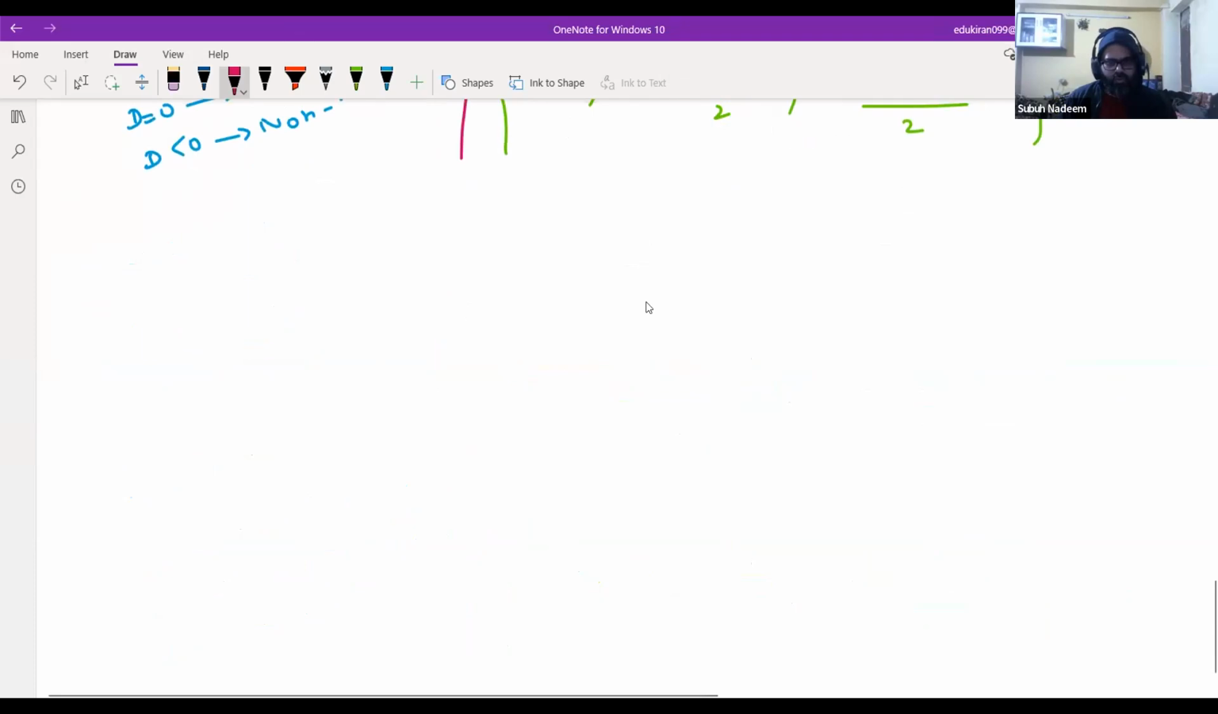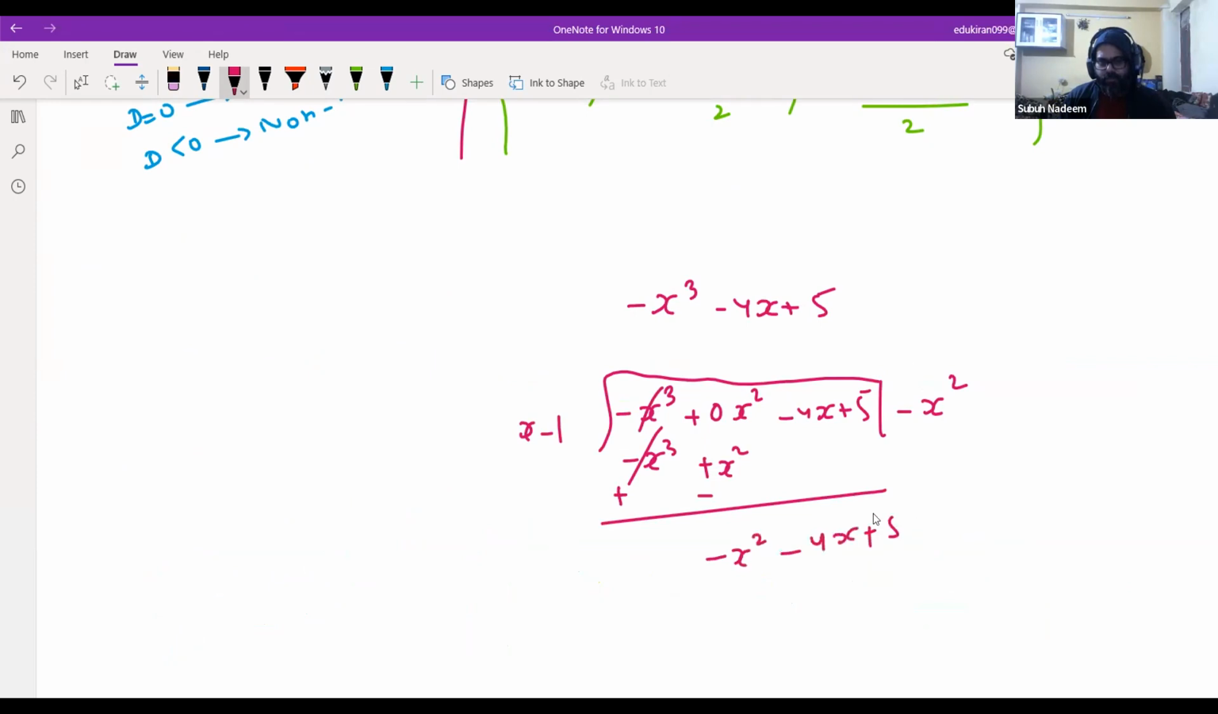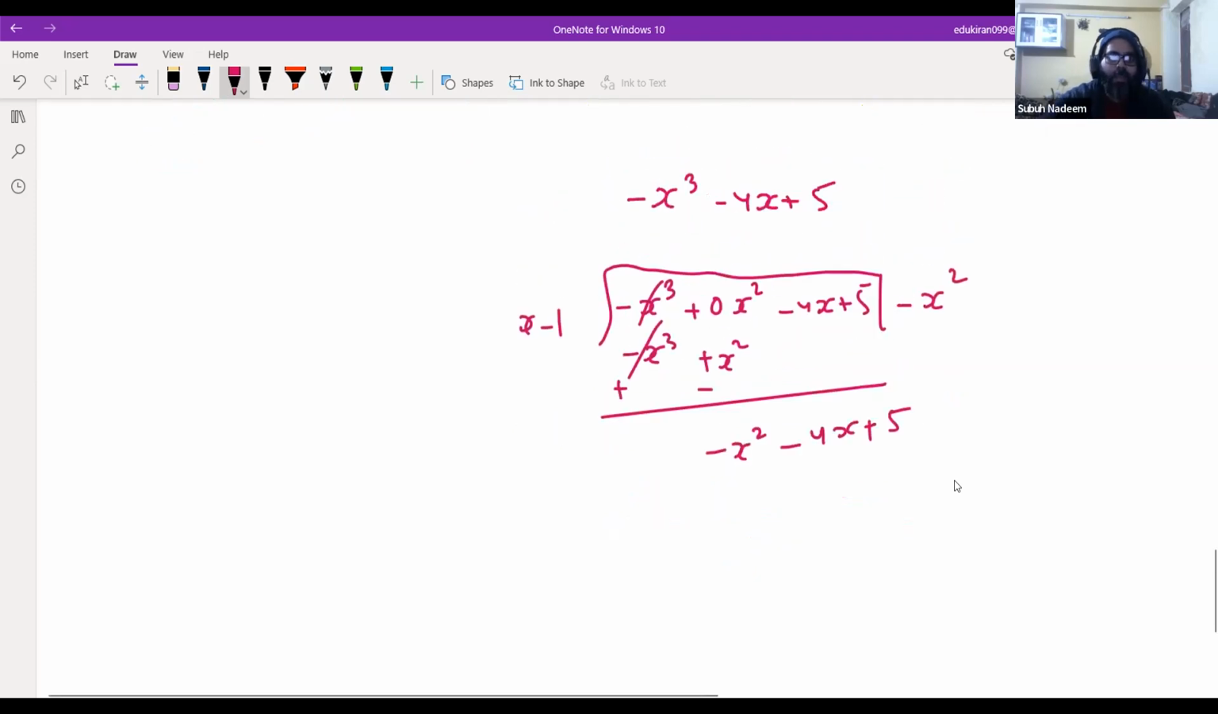Can you show what it was? Minus x cube minus 4x plus 5. Is it so? Yeah. So you write it as minus x cube plus 0x square minus 4x plus 5. And when you do the division with x minus 1, you will take minus x square here. So minus x cube plus x square it will become. This will be plus, cancel, this will be minus. So 0x square is 0. Only minus x square will come as it is. Is it okay? Yeah.